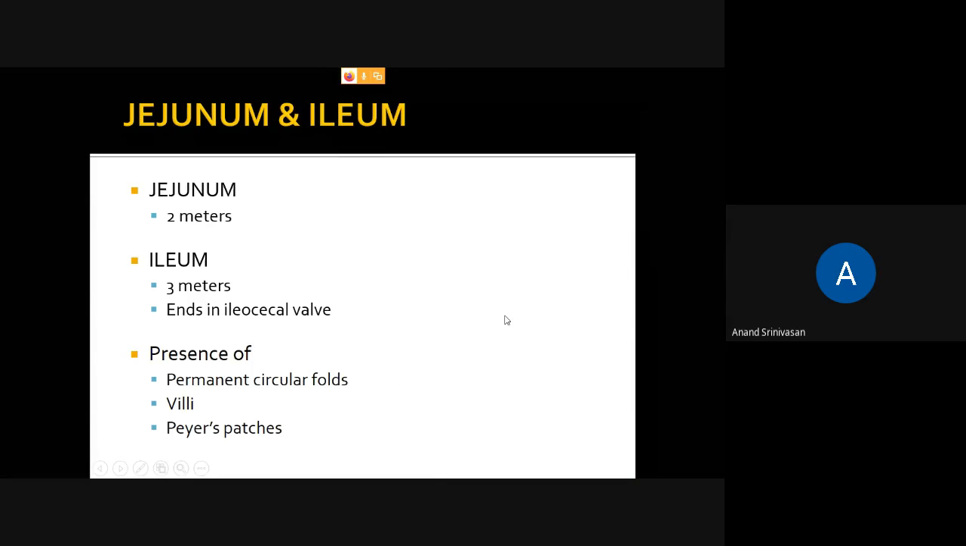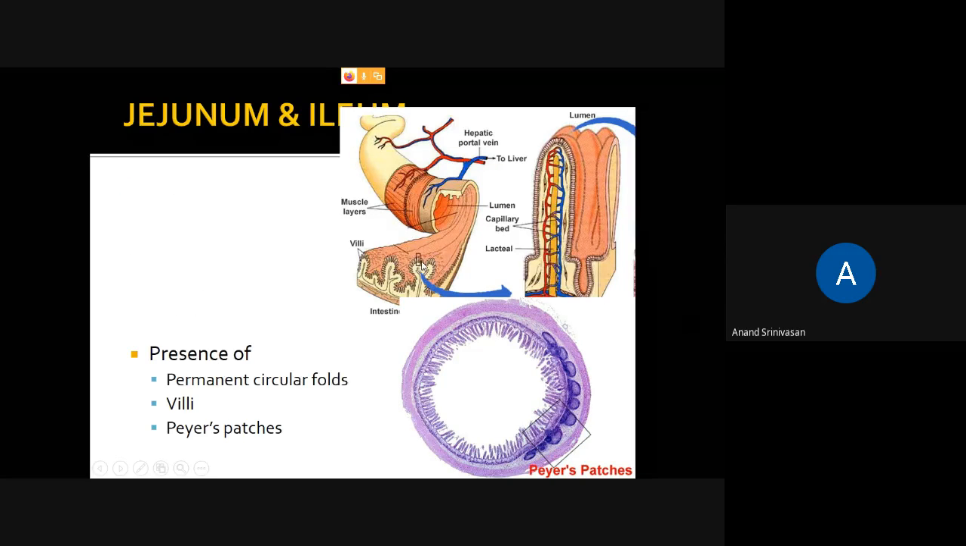So the small intestine is composed of duodenum, jejunum, and ileum. The jejunum is approximately 2 meters, and the ileum is approximately 3 meters, and it ends in the ileocecal valve. There is a permanent circular fold on top of which there are small villi, and in the ileum you can find the Peyer's patches.